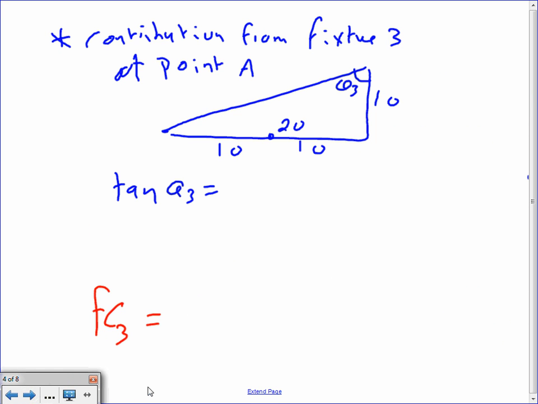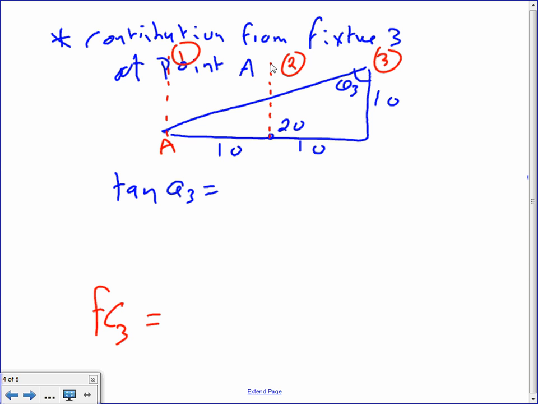The last point, now contribution from fixture 3 at point A. Let me remind you that fixture 3 is here, fixture 2 is here, and fixture 1 is here. Can you see the extent in between them? Now I'm going from 3 all the way to point A. Can you guys see that? Now that's slightly different.